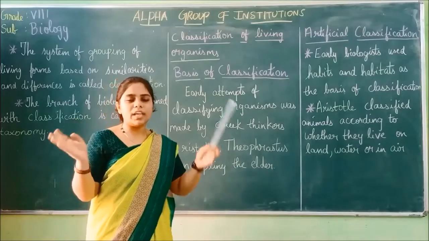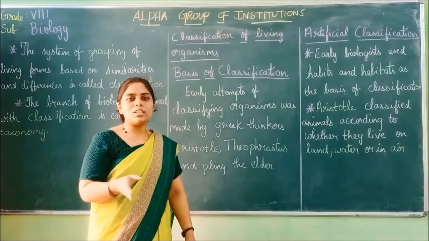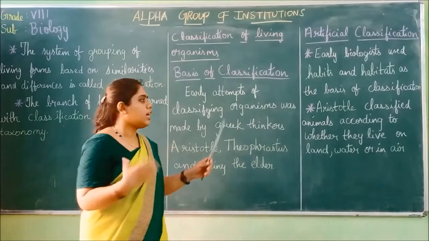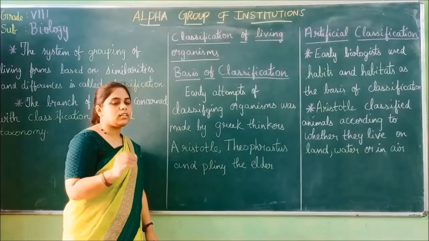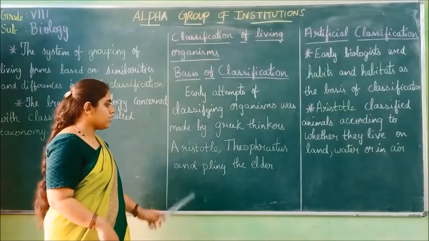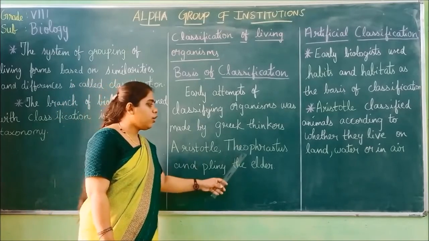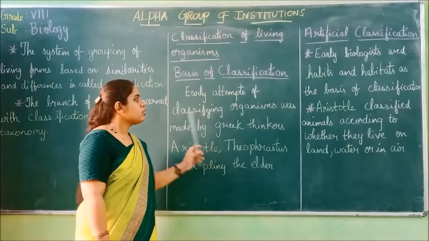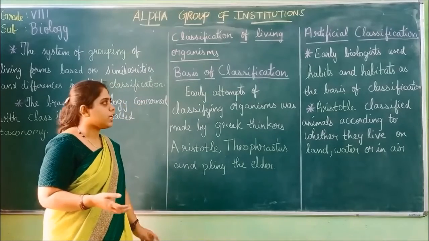That is, we cannot learn all the organisms individually. They should be grouped according to some characters. So that was realized by the Greek thinkers. They were the ones who first started classifying the organisms. So who are those persons? Aristotle, Theophrastus and Pliny the Elder. So these were the Greek thinkers who started the classification.